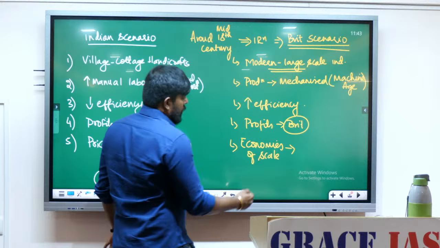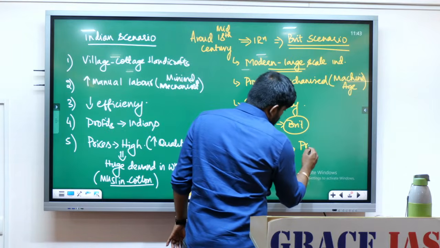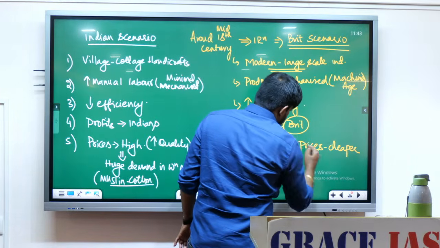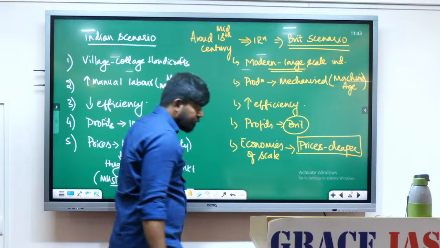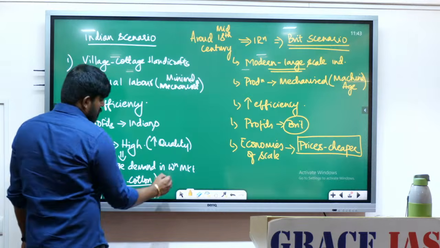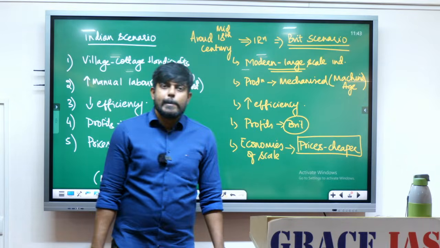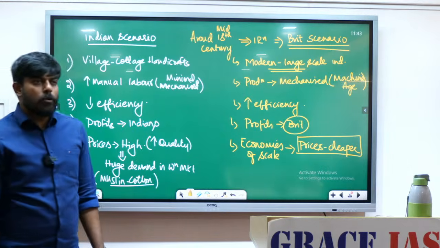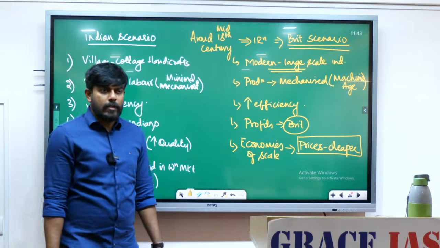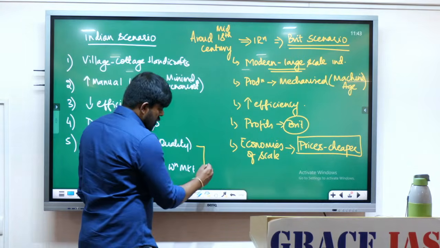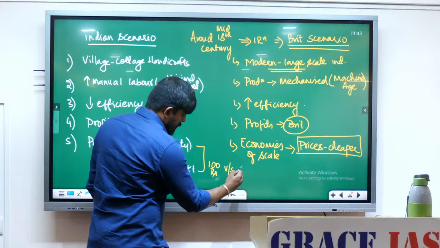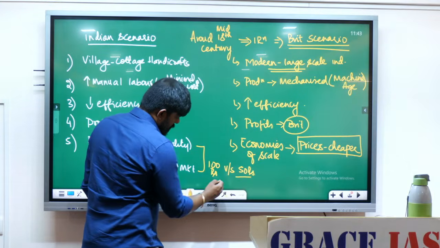So the cost of the production went down, and the prices of the goods were cheaper. Okay. Now, let's say you have two choices. Imagine you are all in England. You have a 100 rupees Indian shirt versus a 50 rupees British shirt.